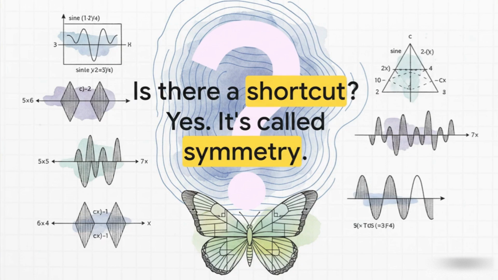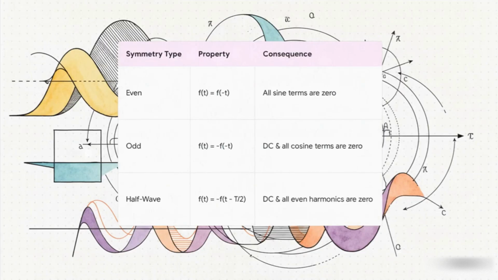And thankfully, yes, there is. The absolute biggest time saver you have when you're doing Fourier analysis is taking advantage of a signal's symmetry. This right here can save you an unbelievable amount of work. If you look at your signal and see that it has even symmetry, boom, you instantly know that all the sine terms are 0. You don't have to calculate a single one.